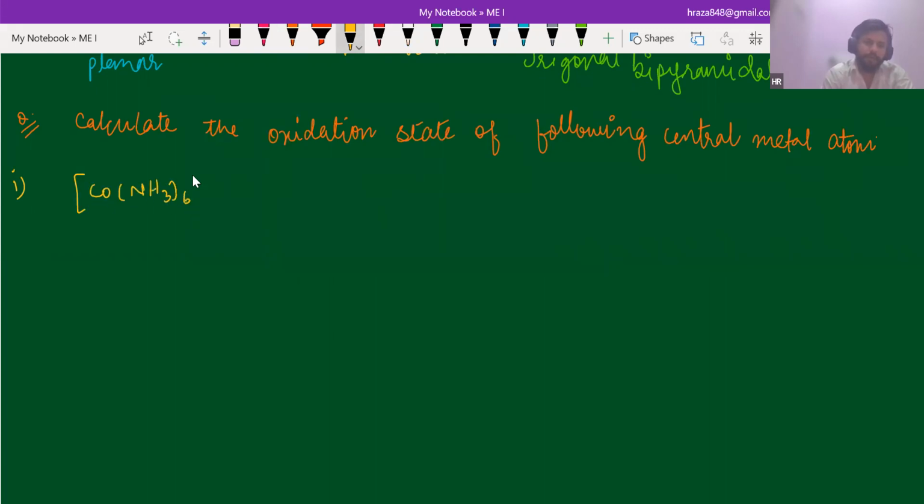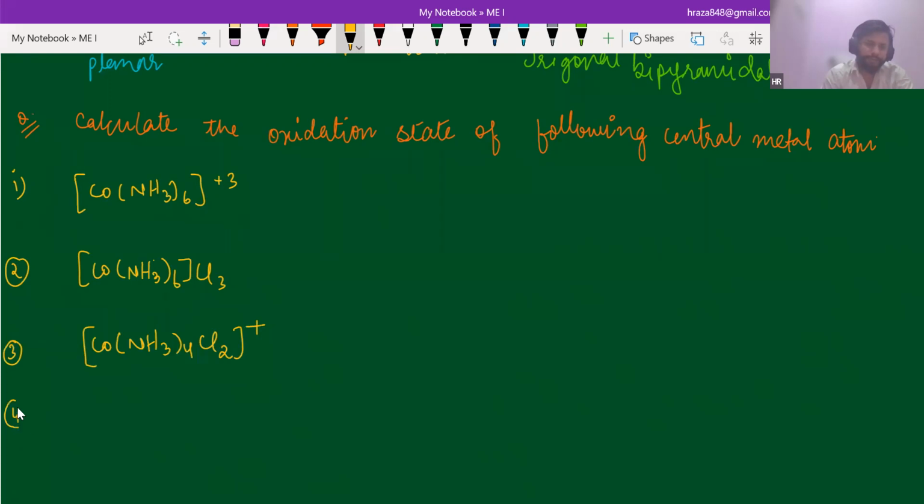Co(NH3)6 raised to the power plus 3. Second is Co(NH3)3Cl3. You need to calculate the oxidation state of the central atom. Third is Co(NH3)4Cl2 plus. K2PdCl4. And Co(Cl)2(en)2 plus.